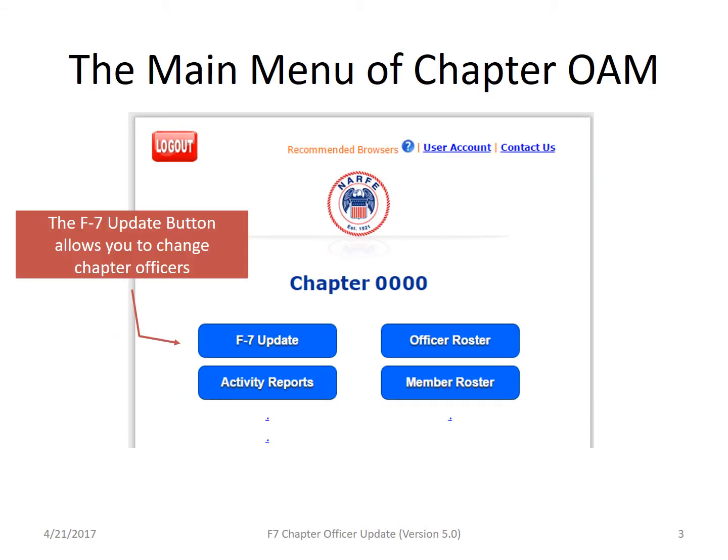This is the top portion of the main OAM menu. Click on the F7 Update button to change chapter and officer information. If you do not see this button, then you are not authorized to use the F7.